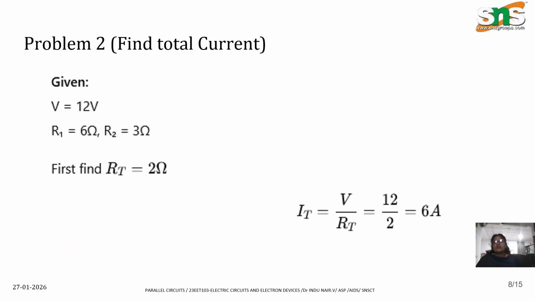The next problem, V is given as 12 volts, R1 is 6 ohms, R2 is 3 ohms. So find R total or R equivalent. R equivalent is going to be 1 by 6 plus 1 by 3, which we have found out to be 2 ohms in the previous problem. Now the total current is going to be the voltage by R equivalent. So 12 by 2, that is 6 amps.